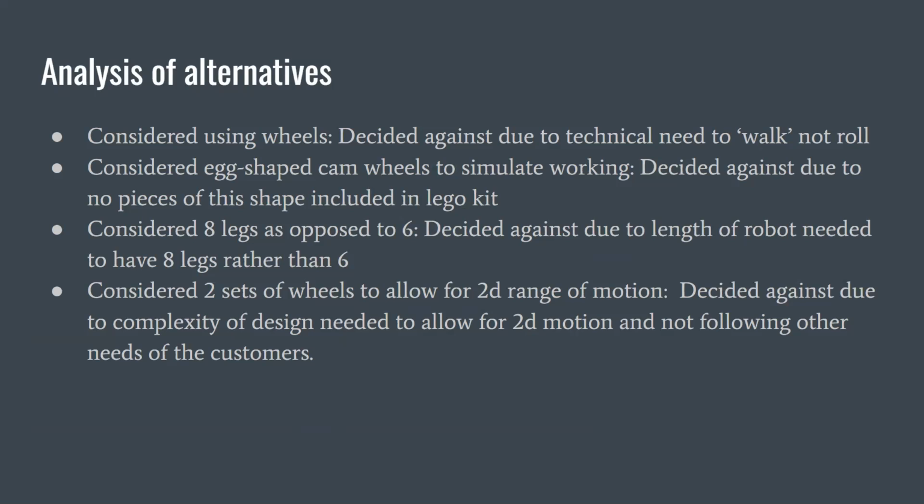Another design we considered was having 8 legs as opposed to 6, although we noticed that having 6 legs already made quite a long robot and there would not be space to have an even longer robot with 8 legs. Finally, we considered having 2 sets of wheels to allow for 2D range of motion, which was originally proposed by Team 30. We ended up deciding against this due to the complexity of design needed to allow for 2D motion and this not following some of the other needs provided to us by the customers. After analyzing all of these alternatives, we decided that our design concept was optimal to successfully meet the most customer needs.